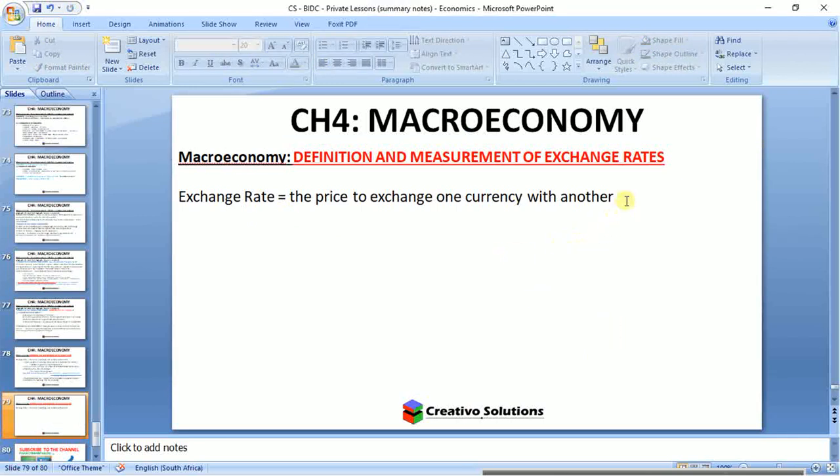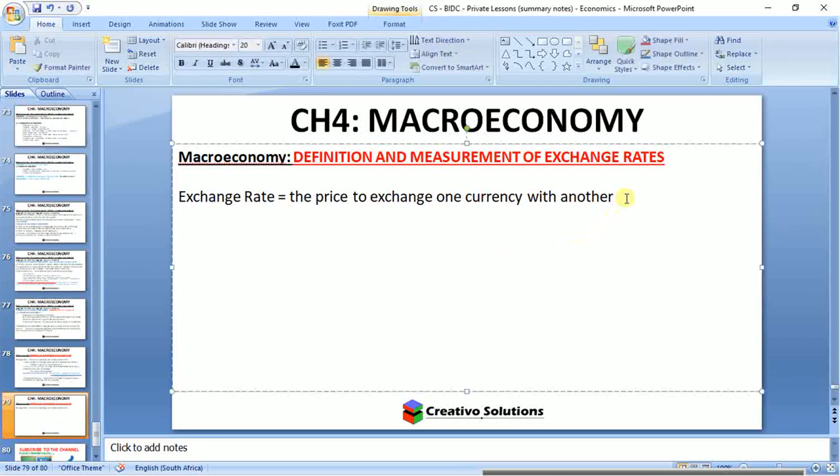Okay, new topic. A fixed exchange rate system. Still looking at exchange rates, but now we're looking at the system. So, fixed exchange rate system.